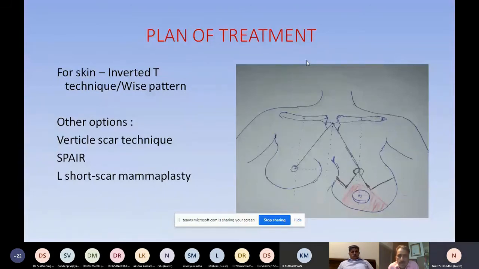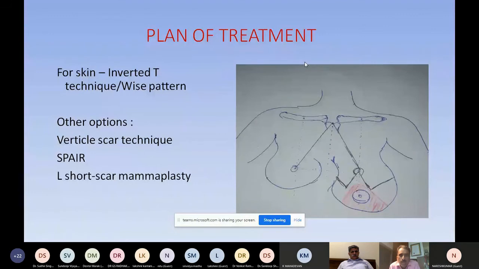Okay, and what about the nerve supply? Nerve supply is from the third to sixth intercostal nerve, and the fourth intercostal nerve is the main nerve supply. What supplies the nipple? Fourth and fifth intercostal nerve. Lateral branch. Okay, fine. So that is your plan for the reduction.